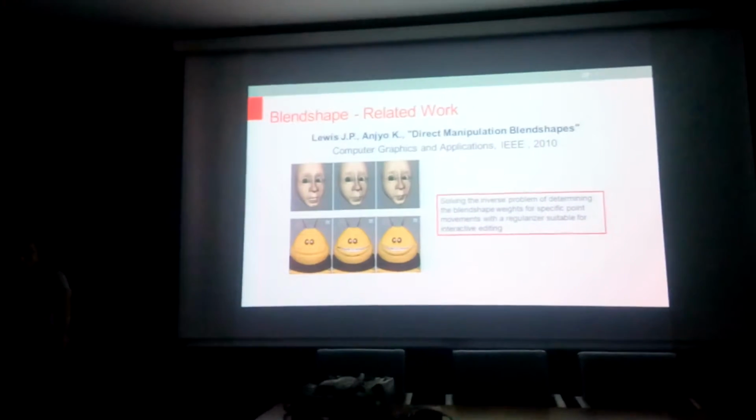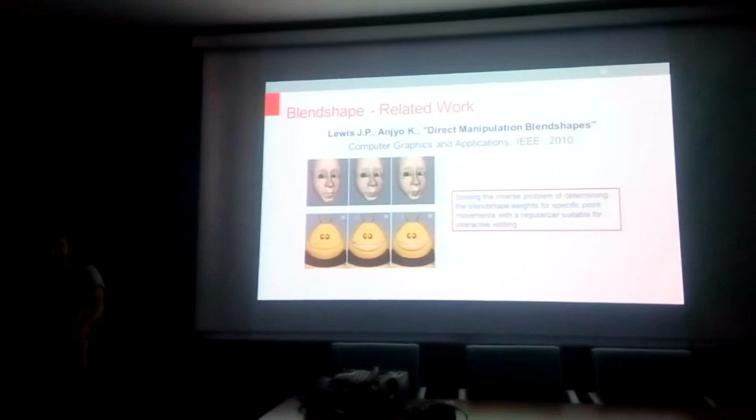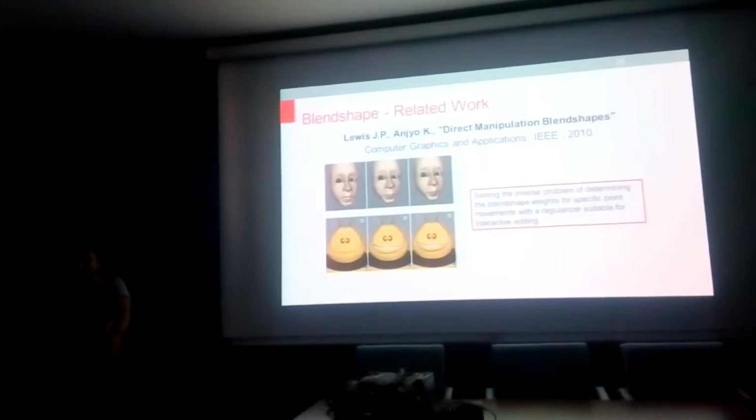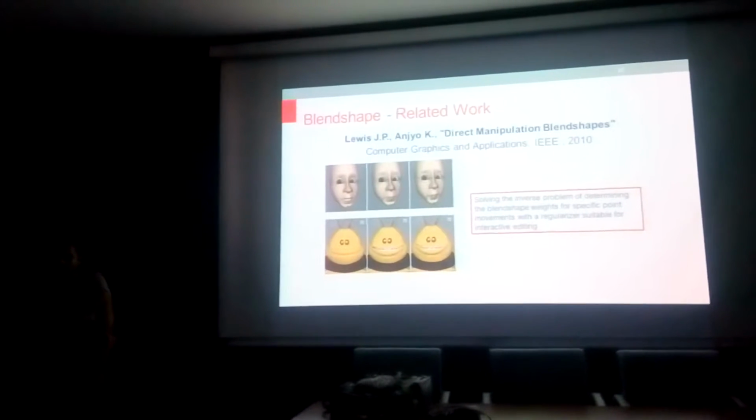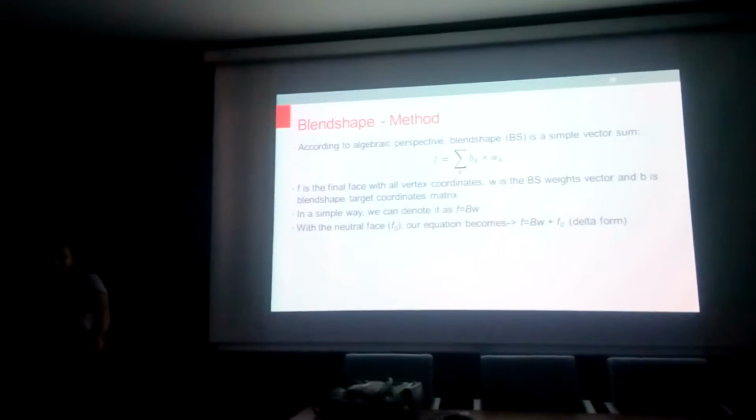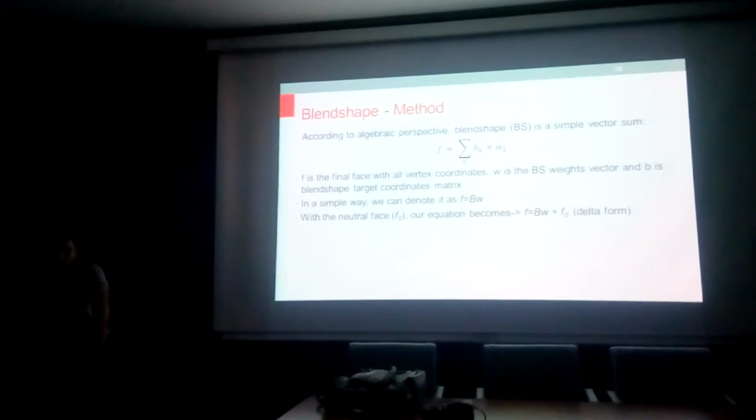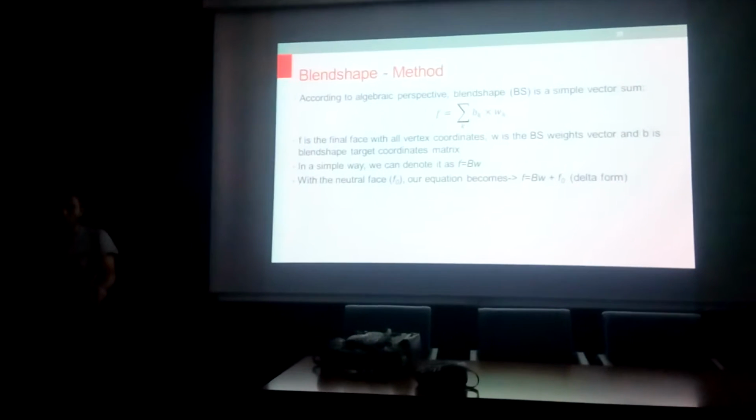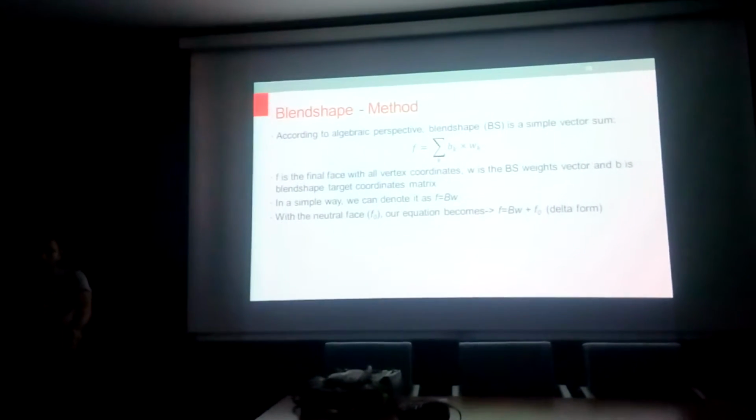But it was first formulated by Lewis and Anjyo in 2010. They solved the inverse problem of determining the blend shape weights for specific point movements with a regularizer suitable for interactive editing. From an algebraic perspective, the blend shape model is a simple vector sum, as shown in this equation. F is the final phase with all vertex coordinates, W is the weight vector, B is the blend shape matrix.